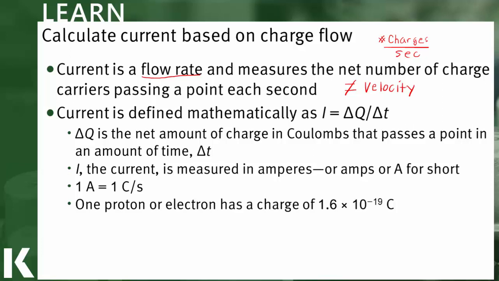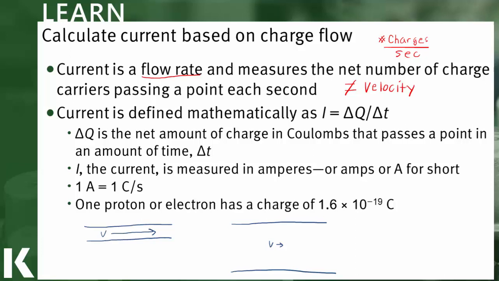And a good example of this is thinking about a river. You can have a really thin stream that's going really fast, and that can get the same amount of water past a point as a really wide river that's going very slow. In this case, the velocities are different, but because that slow river is so wide, I can have the same flow rate, the same amount of water per second.